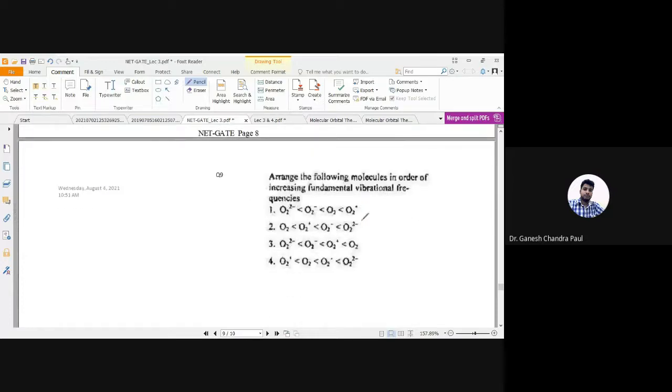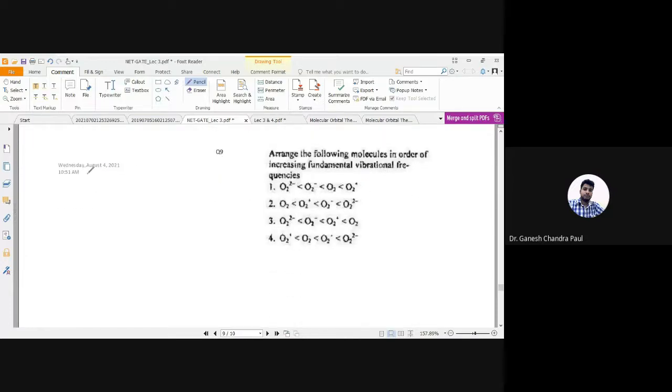Next, yes, that question we have discussed so many times. Arrange the following molecules in the order of increasing fundamental vibration frequency. Again, you can see here this is peroxide anion, this is superoxide anion, this is dioxygen, this is O2 plus. So that question, how can you solve? By applying molecular orbital theory.